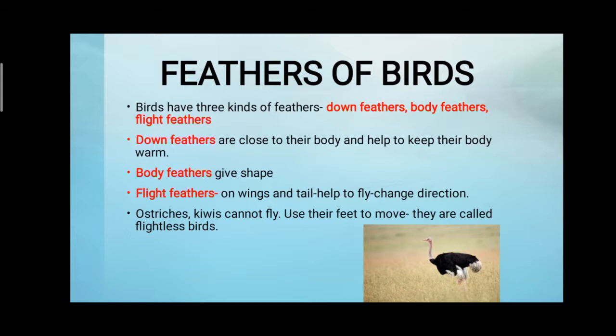Some birds like ostrich and kiwi are not able to fly. They use their legs and feet to move from one place to another. So they are called flightless birds. What are they called? Flightless birds. Do you understand? So what are the three kinds of feathers? Down feathers, body feathers and flight feathers.